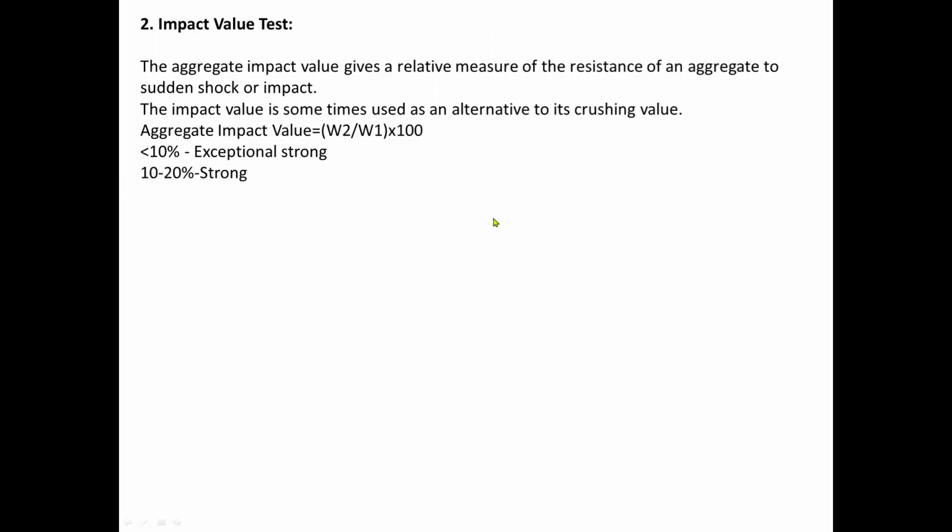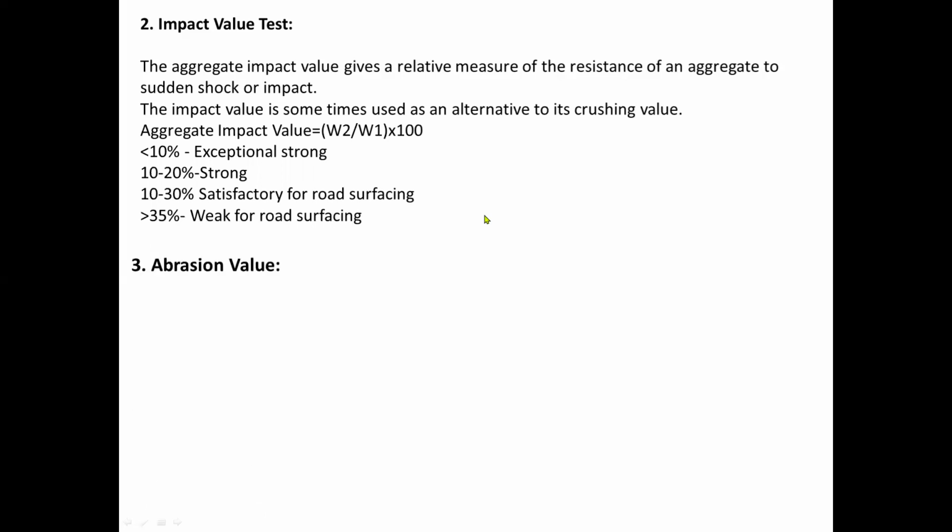But when the value is between 10 to 20%, it is classified as strong. 10 to 30% is satisfactory for road surfacing. Another qualification, if it is greater than 35%, weak for road surfacing naman. Definition natin dyan.